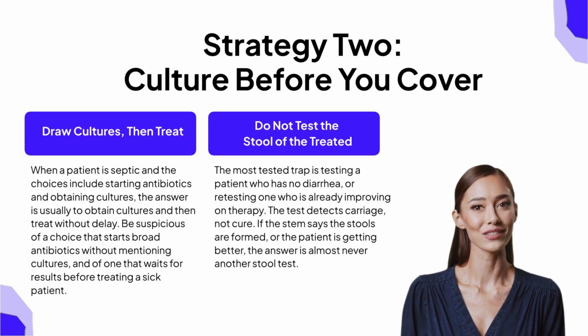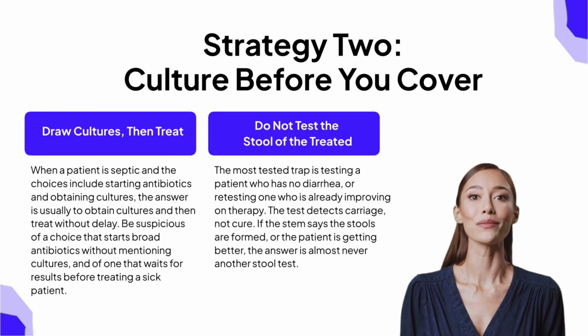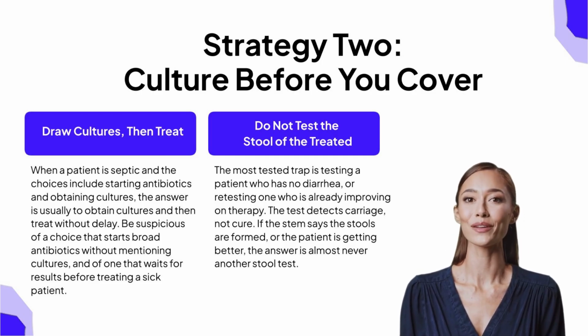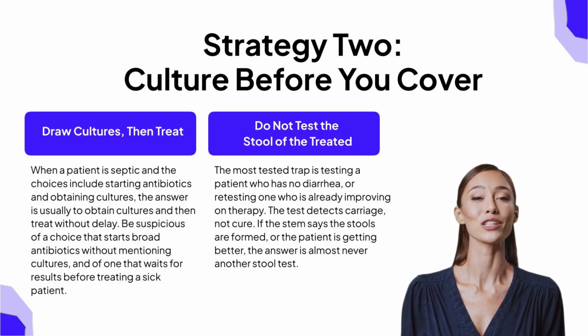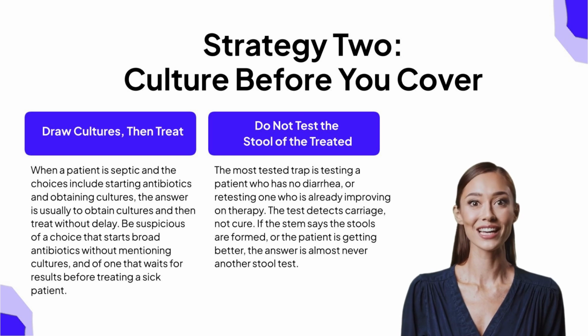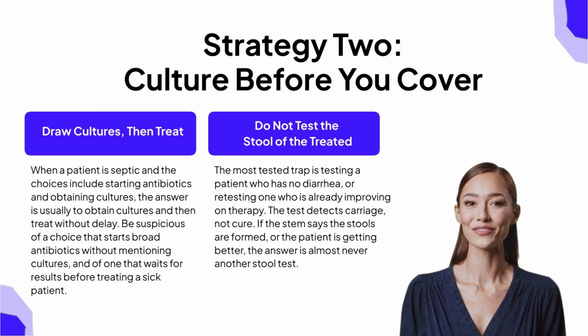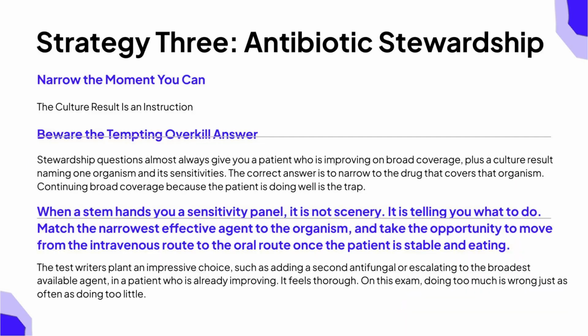Now the second half, and this is where people lose points. For Clostridioides difficile, the most tested trap is testing a patient with no diarrhea, or retesting one who is already improving. The test detects carriage, not cure. If the stem says the stools are formed or the patient is better, the answer is almost never another stool test. Strategy 3 is antibiotic stewardship, which appears more often than people expect.